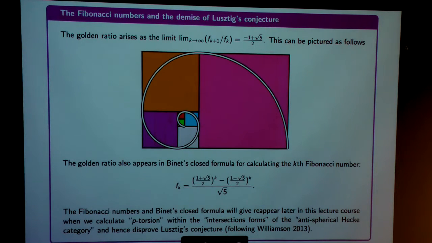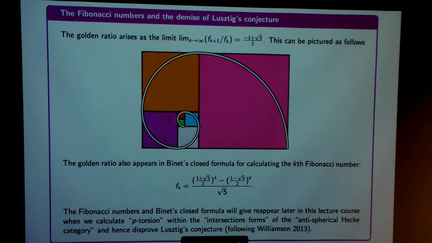And what happened was Geordie Williamson showed in 2011, published in 2013, that you can find Fibonacci numbers appearing in terms of intersection forms of the Hecke category. And these Fibonacci numbers appear there, and because you know about their prime divisors, you can find p-torsion. And these are all in scare quotes because you don't know what any of these words mean yet. But the whole point of this course is that you will know these scare quote words at the end.